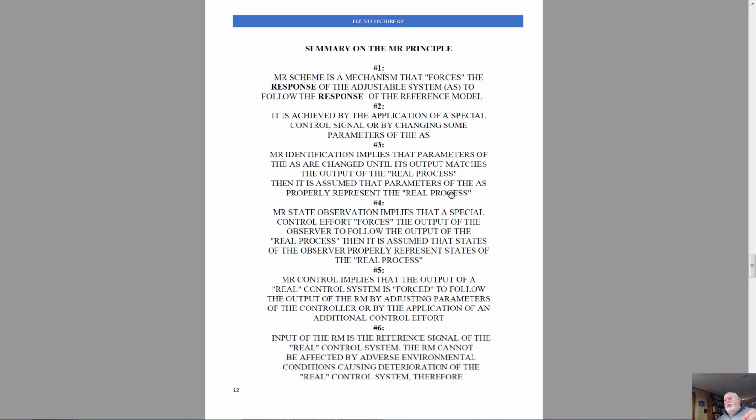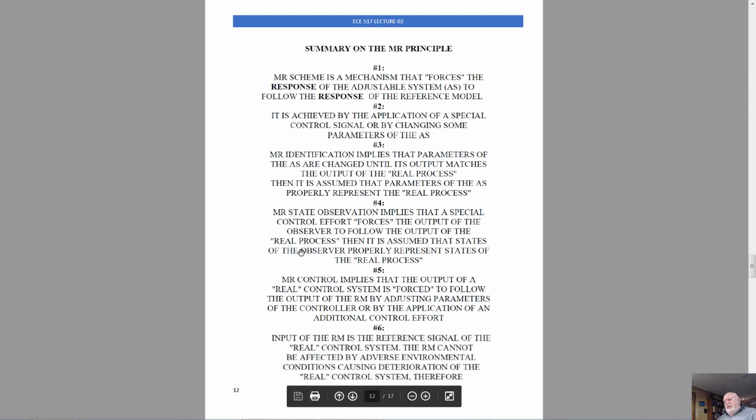And I have to talk to you about this because this proper representation could happen only under some specific conditions imposed on the signal that drives the reference model and the adjustable system. You cannot rely on this fact. What you can expect is only that the error will be driven to 0. But does it mean that parameters will be driven to their correct values? No. Unless you use a specially designed signal driving the reference model and the adjustable system.